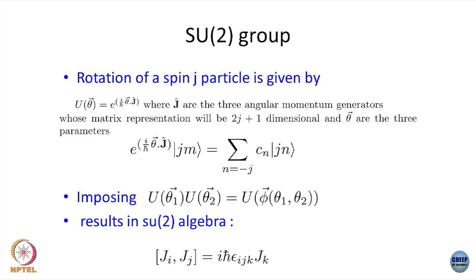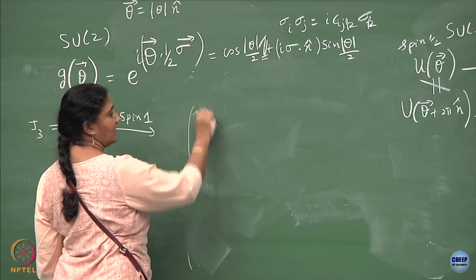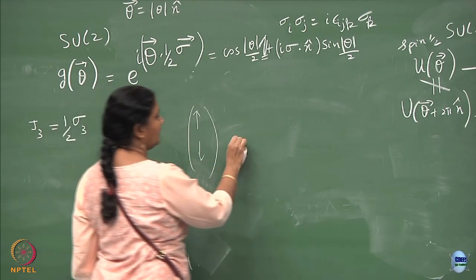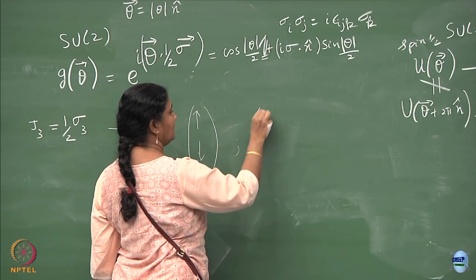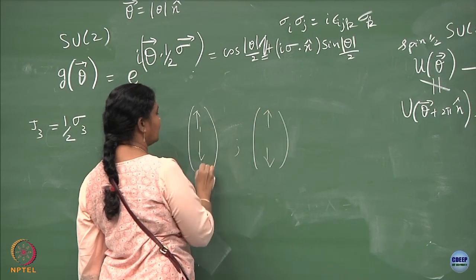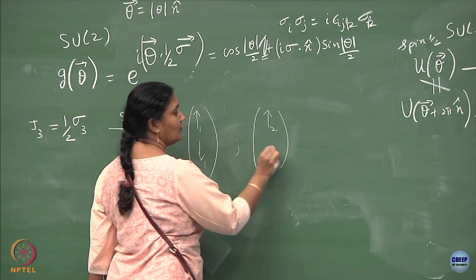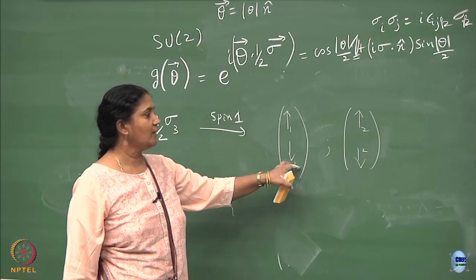I'll give you an example and then you'll see what is happening. Okay? So a simple example is to take two spin half particles. Suppose I take up and down as one vector space and let me take another one, another up and down, and put a subscript 1 and 2 to remember that it is particle 1 and particle 2.